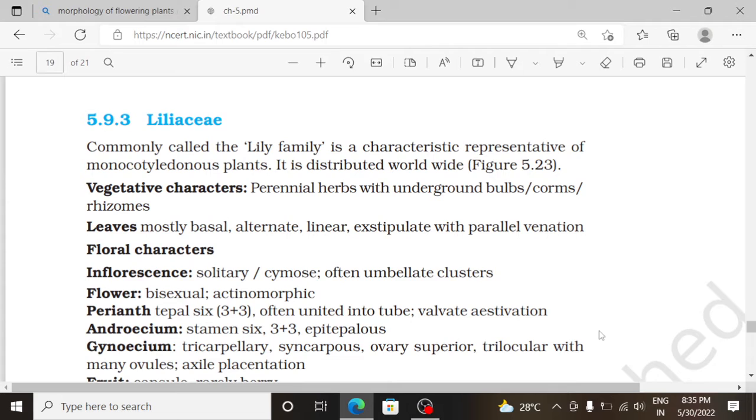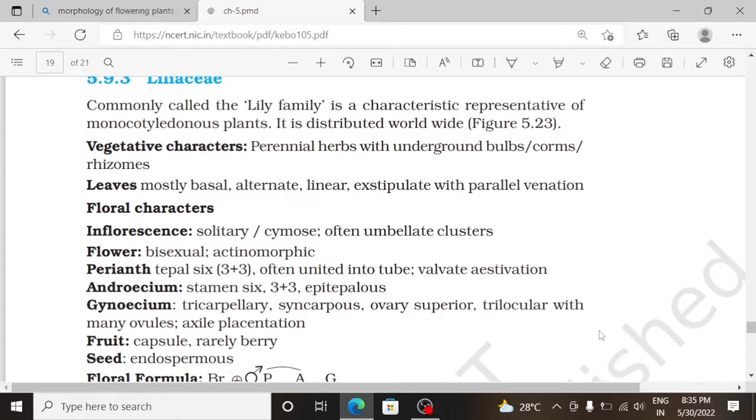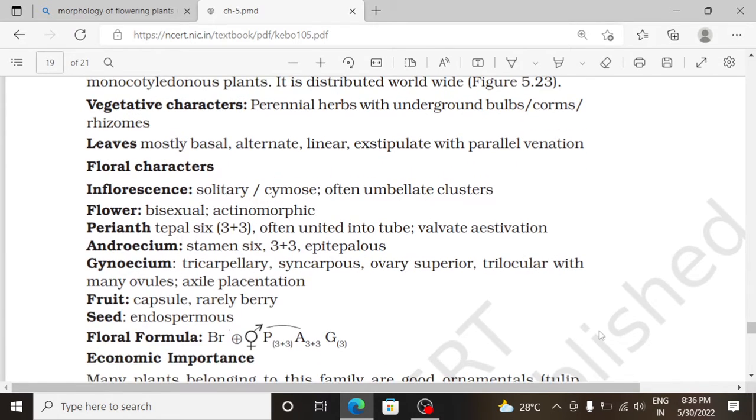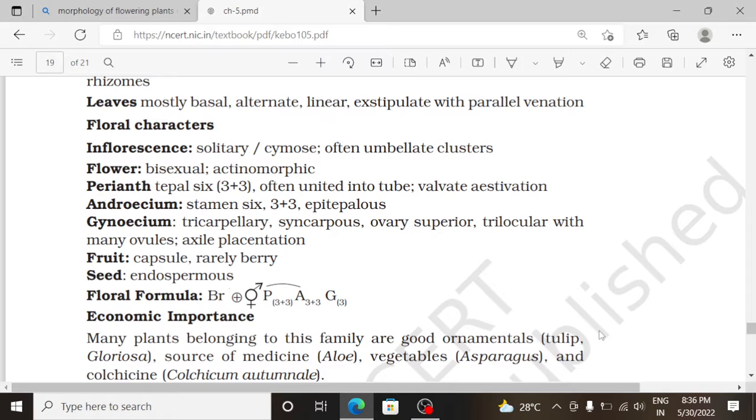Liliaceae, commonly called the lily family, is a characteristic representative of monocotyledonous plants. It is distributed worldwide. Vegetative characters: it is a perennial herb with underground bulbs, corms and rhizomes. Leaves are mostly basal, alternate, linear, exstipulate with parallel venation. Floral characters: the inflorescence is either solitary or cymose, often umbellate clusters. Flower is bisexual and actinomorphic. Perianth tepals are 6, 3 plus 3, often united into tube, valvate aestivation.